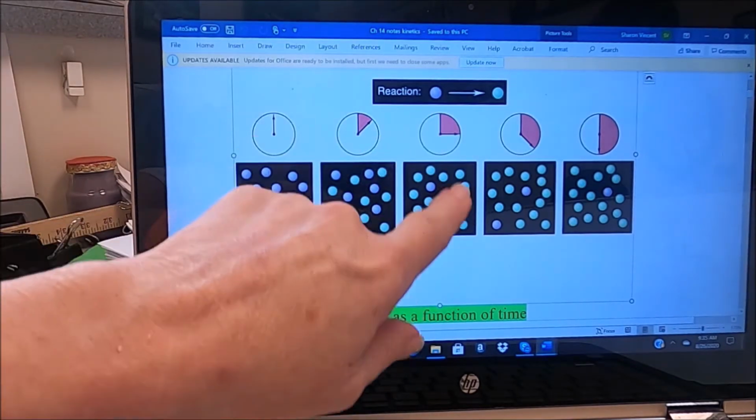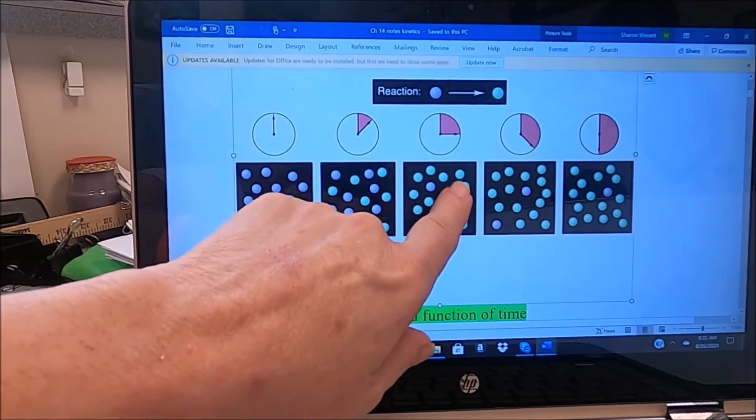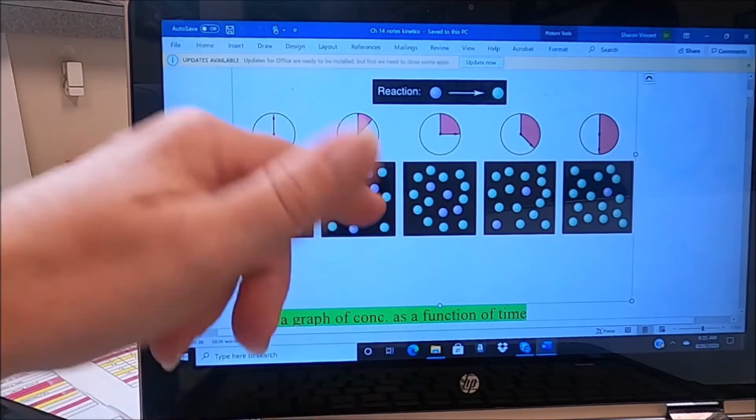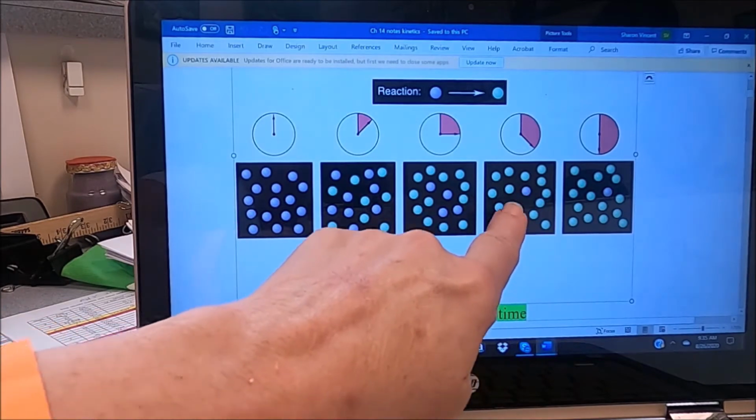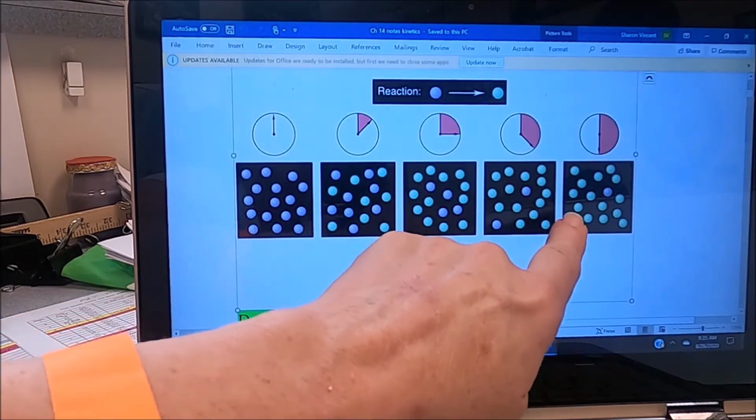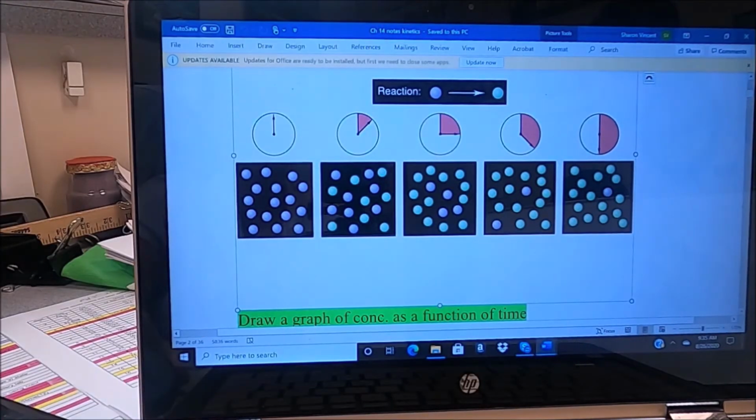Now, in the next unit, of the 8, only 4 of them changed over because I had fewer purples to change. And then of the 4, 2 changed over, and then of the 2, 1 changed over. Okay? So we have a change with time.